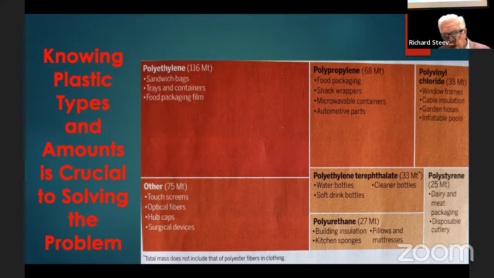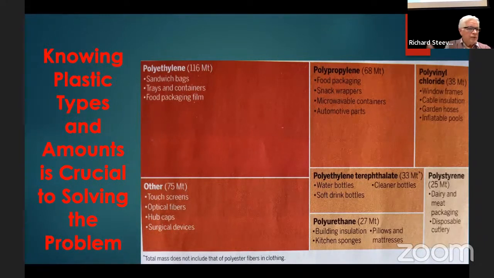And polypropylene is off to the left, and you can see it's not quite so bad, about half as bad in terms of the amount produced as the polyethylene: food packaging, snack wrappers, microwave containers, and even some parts of cars. Then we get polyvinyl chloride, or PVC, and we all know about that. We have that in a lot of plumbing today, various hoses and so on. It's also in window frames.